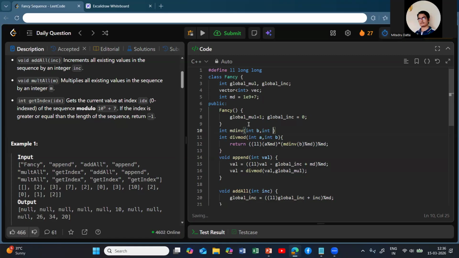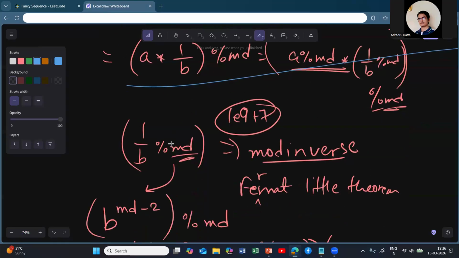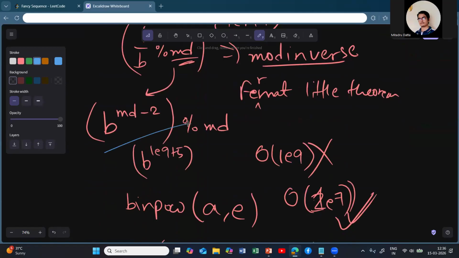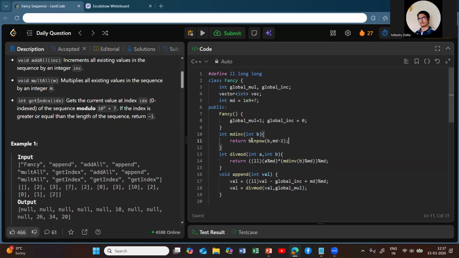Okay. Md is not required. What did I tell you? According to Fermat's little theorem, it will be b to the power md minus 2. So you can just return binary exponentiation of b and md minus 2. Okay. You can just simply return this.